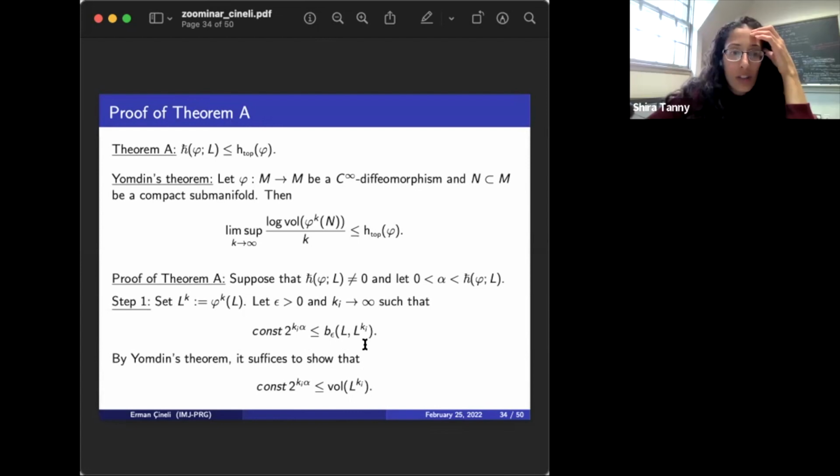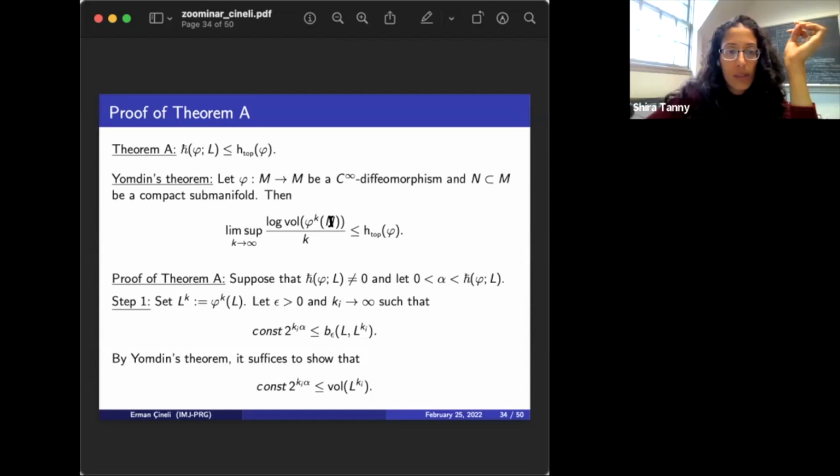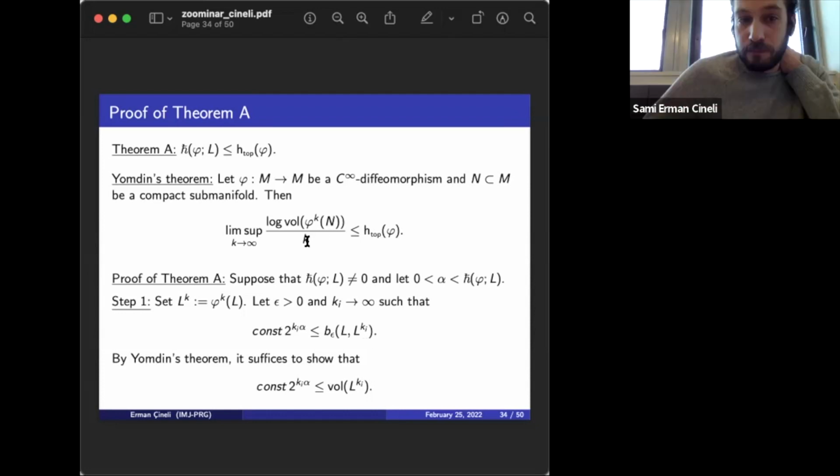Is there an assumption on the dimension of N in Yomdin's theorem? No. For any dimension, this holds. And actually, if you take the supremum of the left-hand side over all dimensions and all submanifolds, you recover topological entropy.